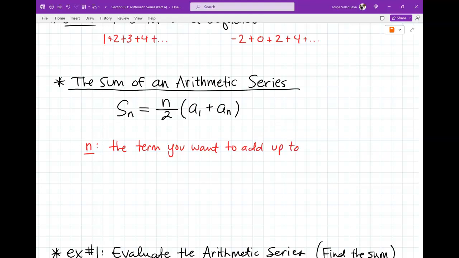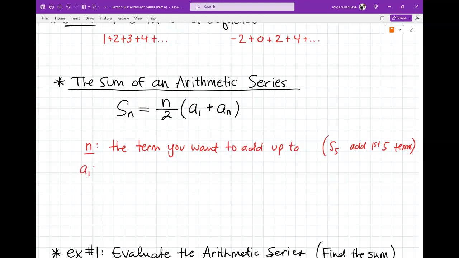Okay, so if I said S sub 7, that means I want to add up 7 terms. Okay, so let's say I put S sub 5. I'm saying add the first 5 terms. So S sub 10 means add the first 10 terms. S sub 3 means add the first 3 terms. Okay? So n tells you the term you want to add up to. So if they put S sub 200, that means I'm adding the first 200 terms. Okay? So that's what n is, the term they want you to add up to.